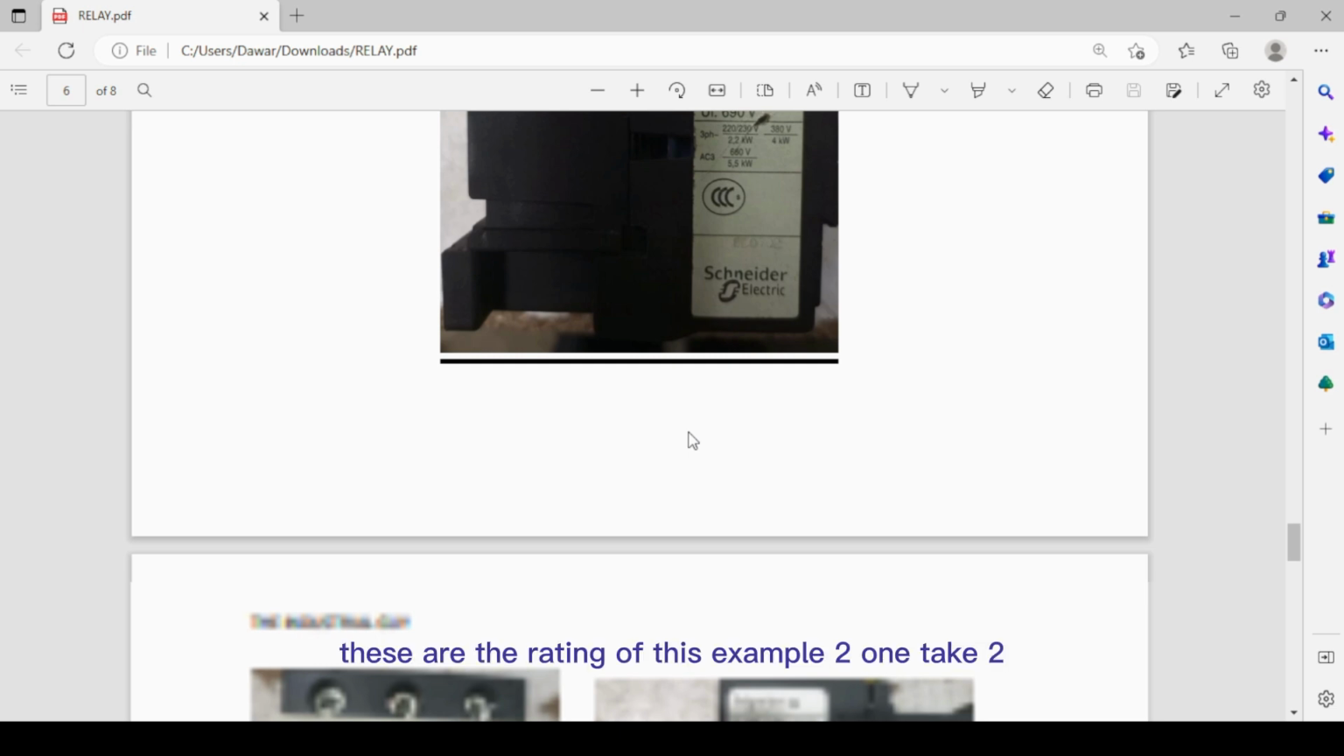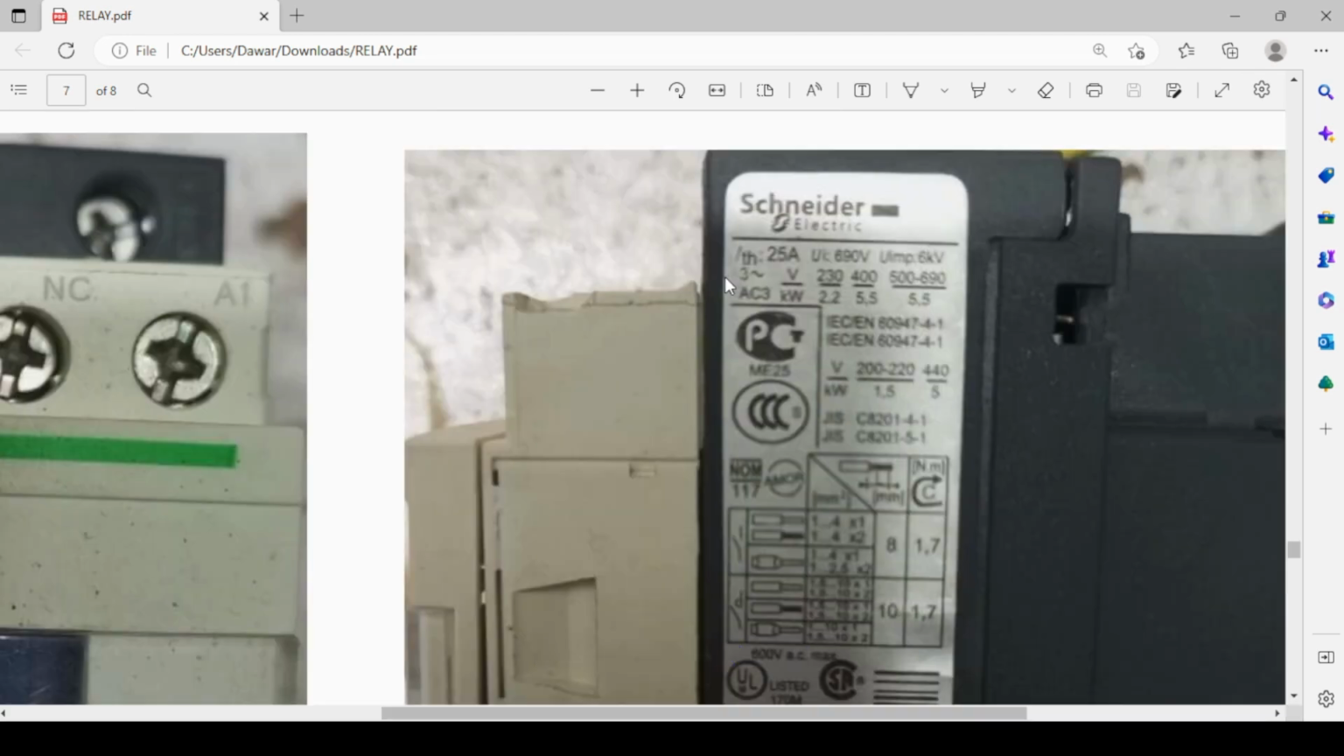These are the ratings of this example 2 contactor. These are mentioned, and you can see the representation is also available. The threshold current is 25 amps, and here they have shown us how it's written. The numerator is the voltage and the denominator is the kilowatt. If you are working on 230 volt, it will be 2.2 kilowatt. If the voltage is 400, it will be 5.5 kilowatt, and so on.